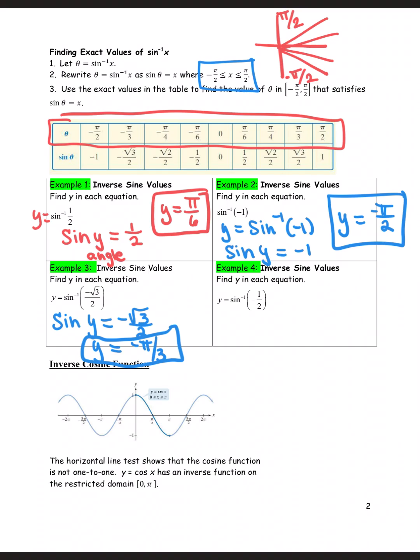Example 4, find y in each equation such that y equals the inverse sine of negative 1/2. Where does sine of y equal negative 1/2? And that occurs at y equals negative pi over 6.